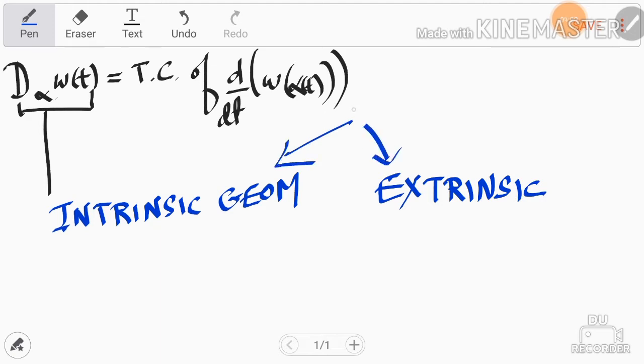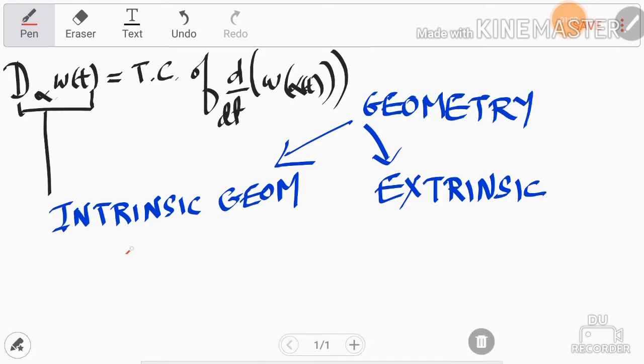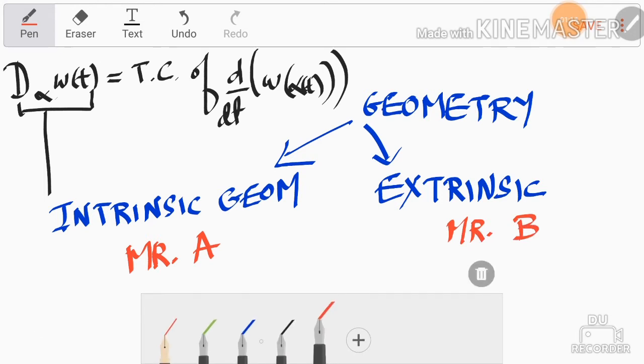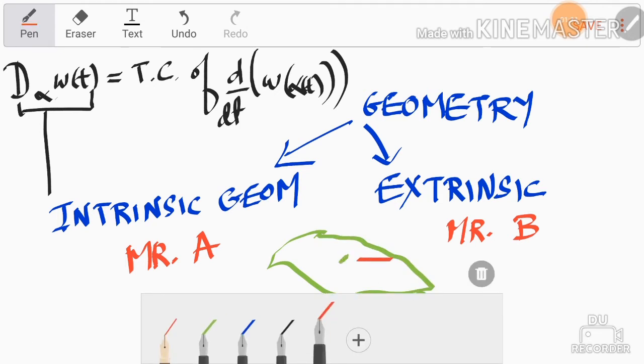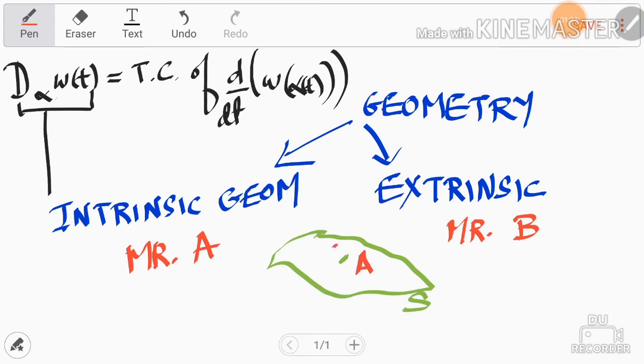Geometry of surfaces can be broken up into two parts, intrinsic as well as extrinsic. What do you mean by intrinsic? For this, let us consider two people, Mr. A and Mr. B. Mr. A lives on, say for example, the surface. This is Mr. A, this is the surface. So Mr. A lives here, and Mr. B, you can say he is an alien.